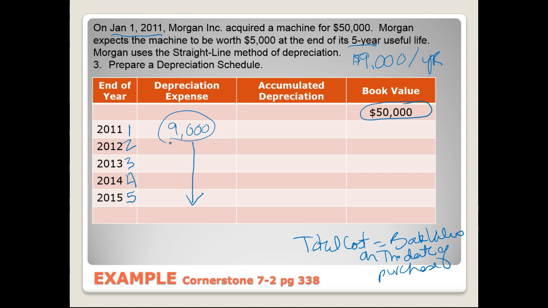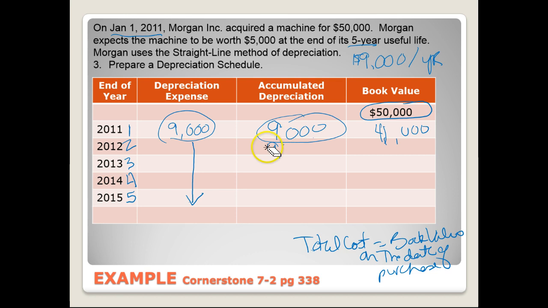We will be subtracting some depreciation expense. So, in 2011, we have depreciation expense of $9,000, and how much total accumulated depreciation would we have? Well, 1 year's worth. $9,000. So the book value would now be $50,000 minus $9,000, or $41,000. In 2012, we have $9,000 of depreciation expense. How much total accumulated depreciation would we now have?